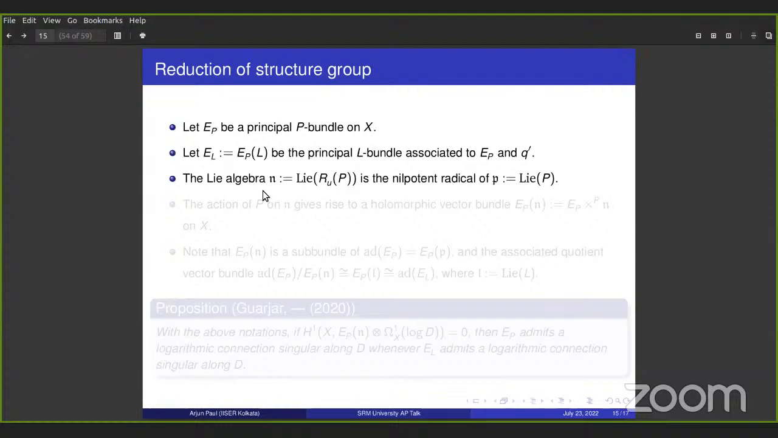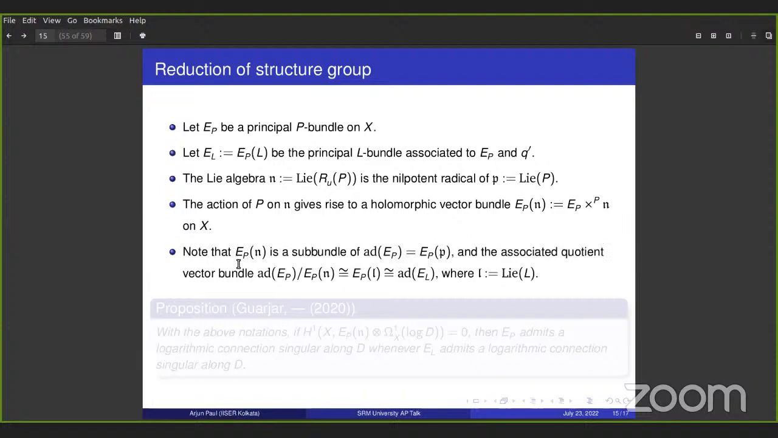Now the Lie algebra of the unipotent radical, this is a nilpotent Lie algebra, the nilpotent radical of the Lie algebra of the parabolic subgroup P. Now we have an action of P on the nilpotent radical, this Lie algebra N. This gives rise to a holomorphic vector bundle EPN, which is EP cross N, modulo the action of P on EP and the adjoint action of P on this nilpotent radical. This gives a vector bundle whose fibers are isomorphic to the Lie algebra N. Okay.